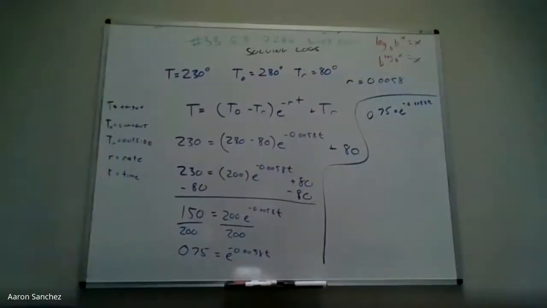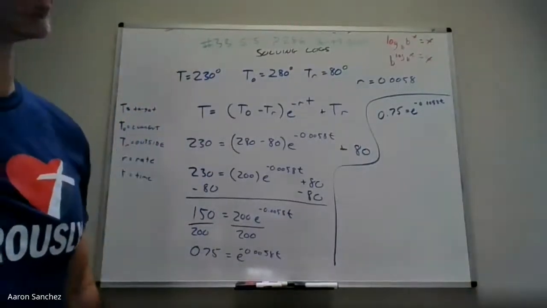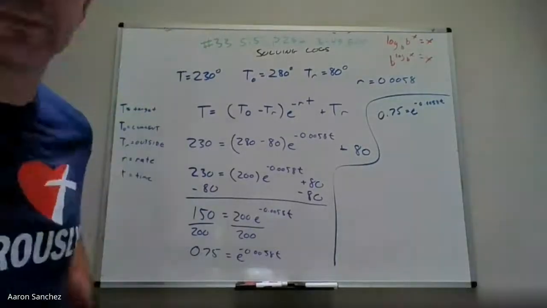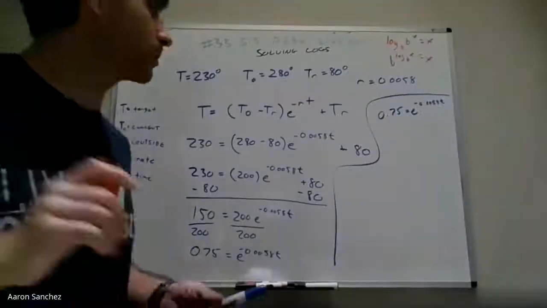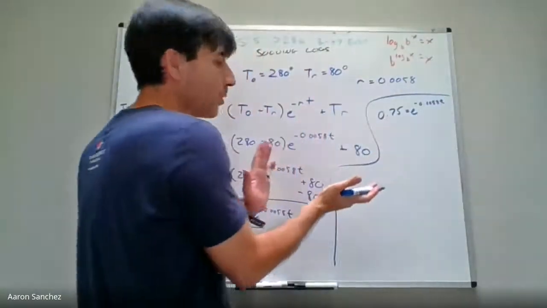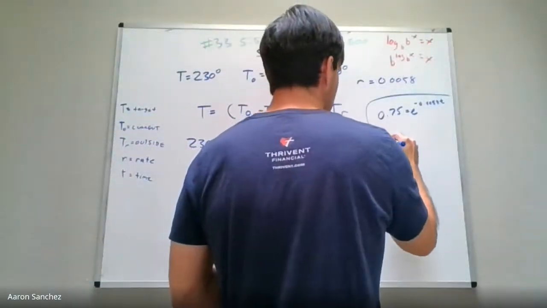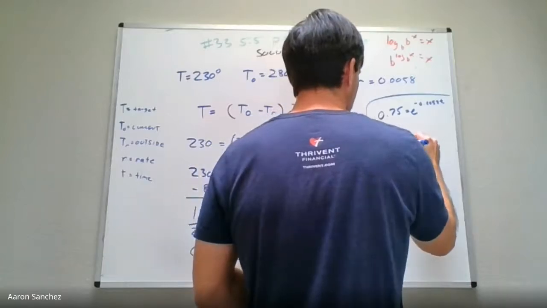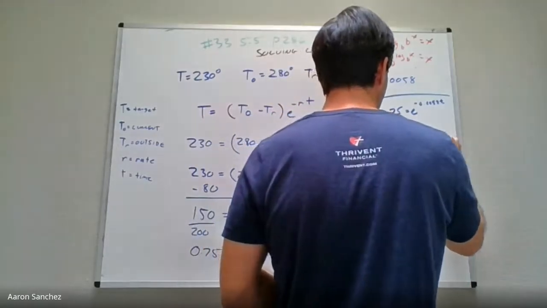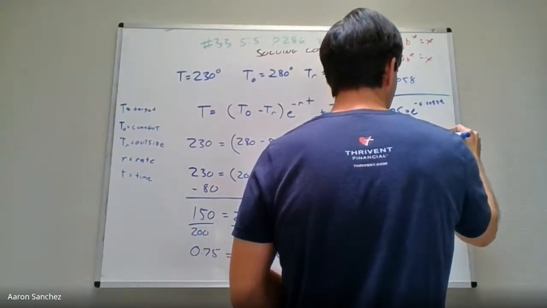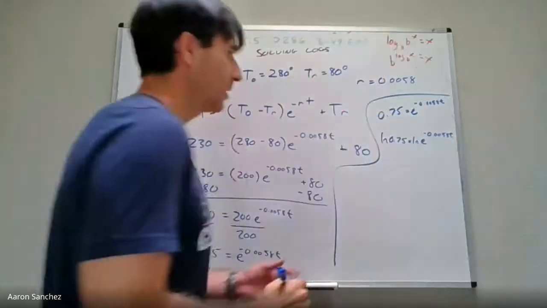I don't know. I'll give you a hint. It starts with an N and rhymes with natural log. Natural log? Very good. You're so smart. So I want to put the natural log on both sides like I did before, right? Natural log of 0.75 equals the natural log of e raised to the negative 0.0058t. Now, can you guys see that?